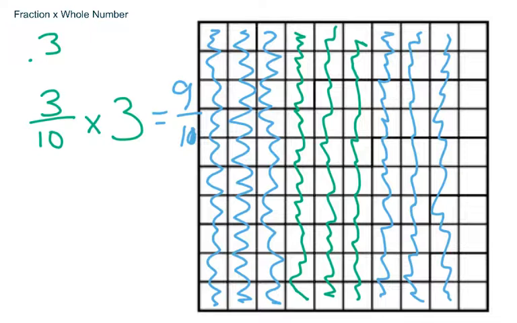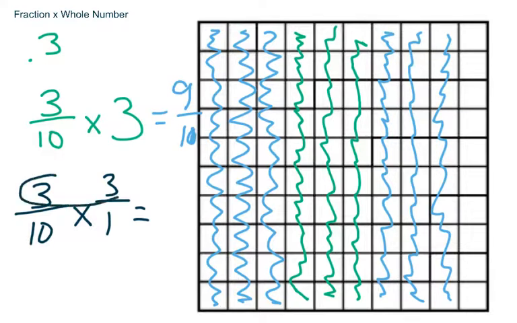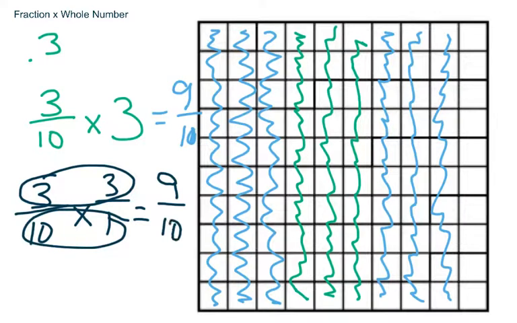I can do that mathematically if I change 3 into a fraction. To change 3 into a fraction, we know anytime we have a whole number, all we have to do is put that whole number over the number 1, because 3 divided by 1 is 3. Then we simply multiply across. 3 times 3 is 9. 10 times 1 is 10. I can then check to see if I can simplify before coming to my final answer. I cannot simplify 9/10, so there is my final answer.